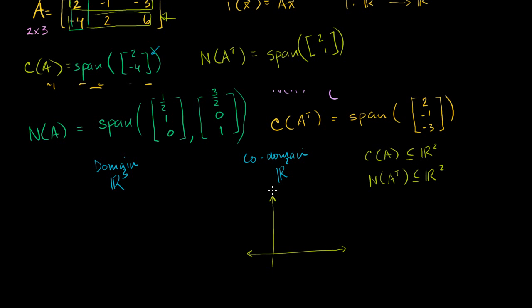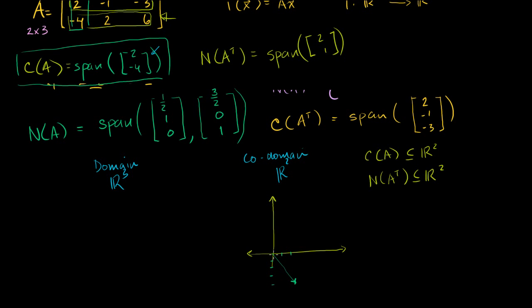And then what does the span of our column space look like? So you draw the vector 2, -4. You're going to go out 1, 2, and then you're going to go down 1, 2, 3, 4. So that's what that vector looks like.